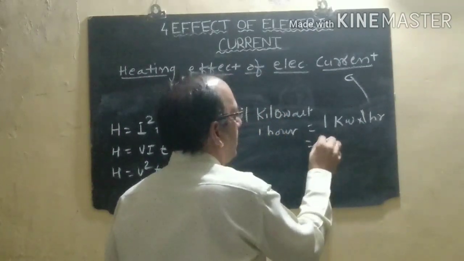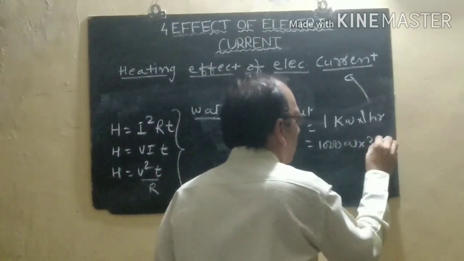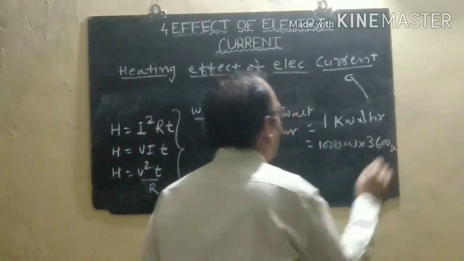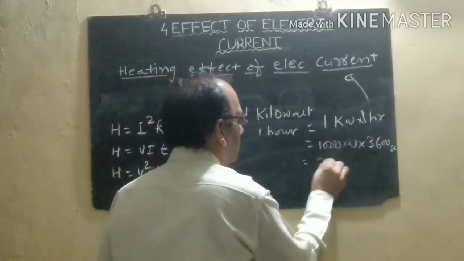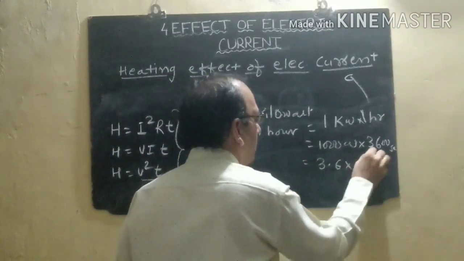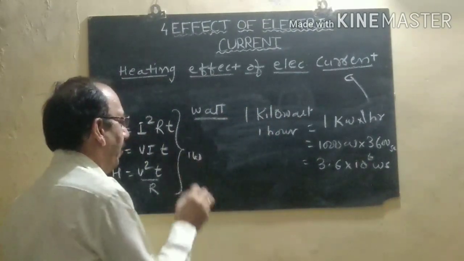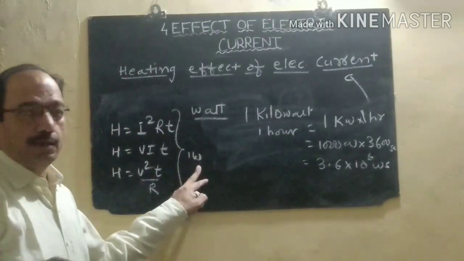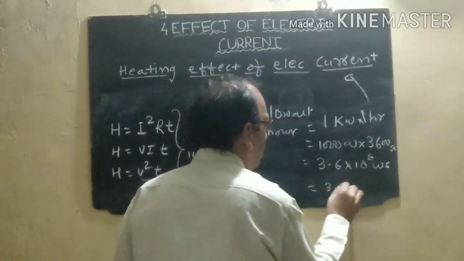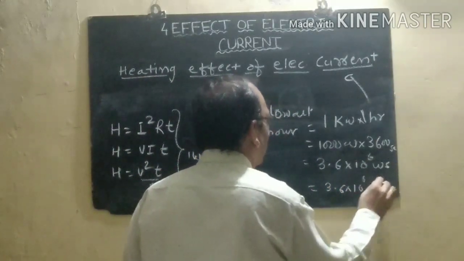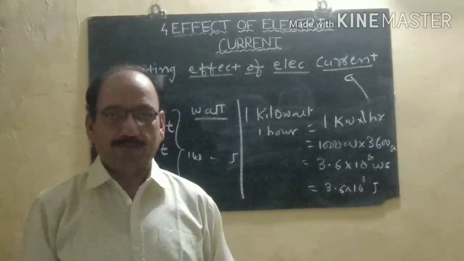And 1 kilowatt means 1000 watt, and 1 hour means 3600 seconds. When we multiply this, we get 3.6 into 10 raised to 6 watt second. When 1 watt of electrical power is used for 1 second, it is equal to 1 joule. Then we can write here 3.6 into 10 raised to 6 joule. This expression is always asked in board examinations for 2 marks.